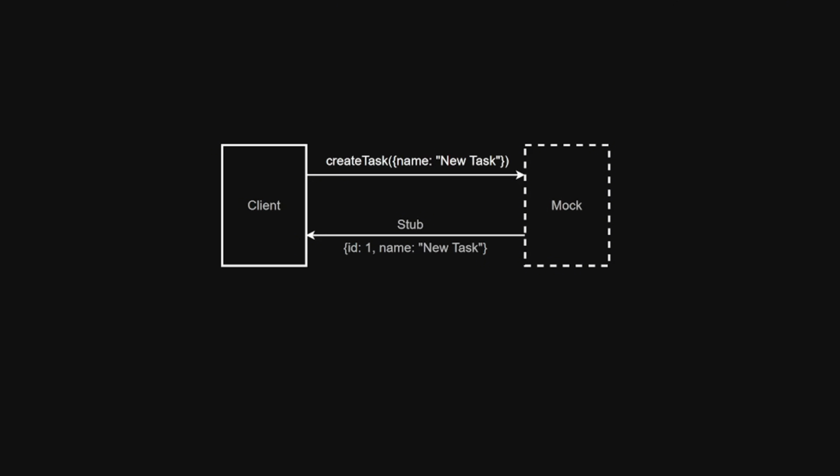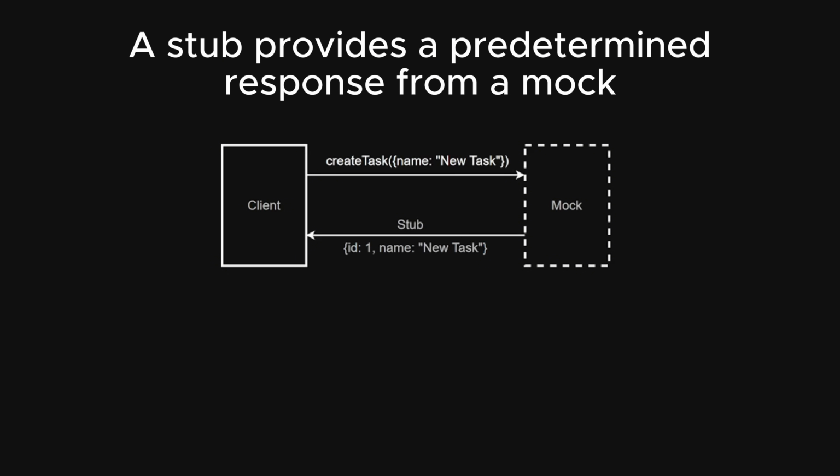To answer the second question, we will need a stub. A stub is a hard coding the mock's method to return a specific answer that is convenient to the current test. For example, the client's create task method can return a newly created task. Now we can test if the client correctly handles this newly created task.